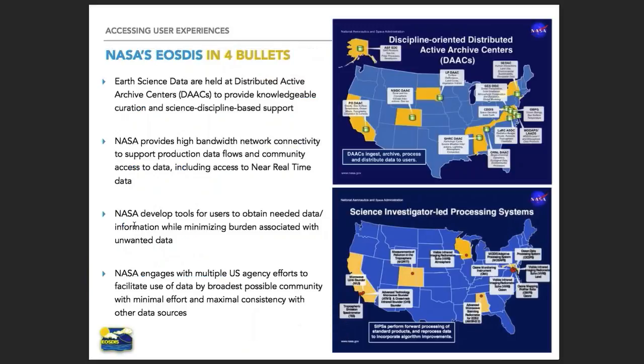All right. So ESDIS and NASA's EOSDIS in just four bullets. The lion's share of folks are aware of the Earth Observing System Data and Information System, the very large system, some 20 years old now, that supports Earth sciences at NASA with literally millions of users. The backbone of that, of course, is our 12 discipline-oriented data centers, as well as an equal number of SIPS that do a lot of the science data processing as well.